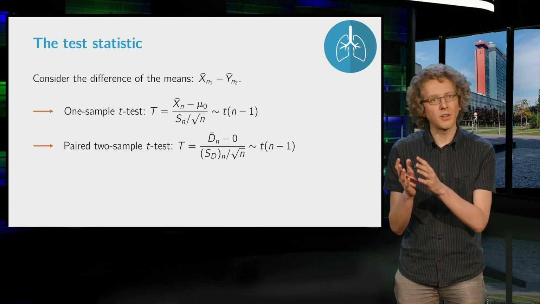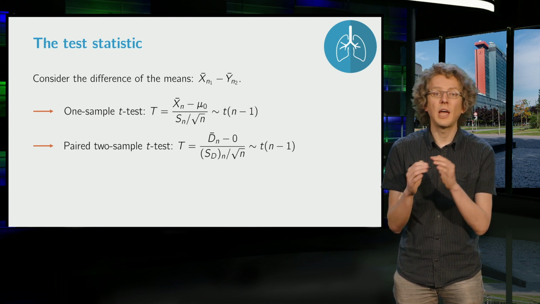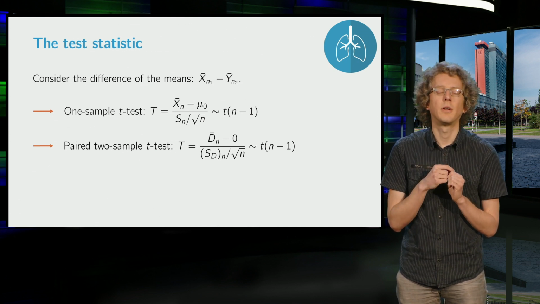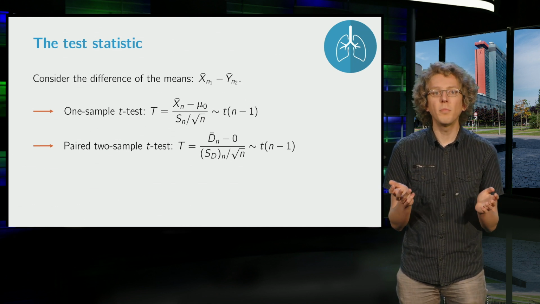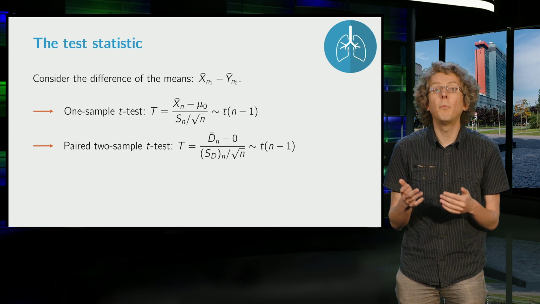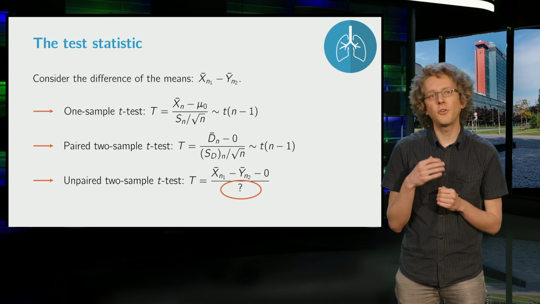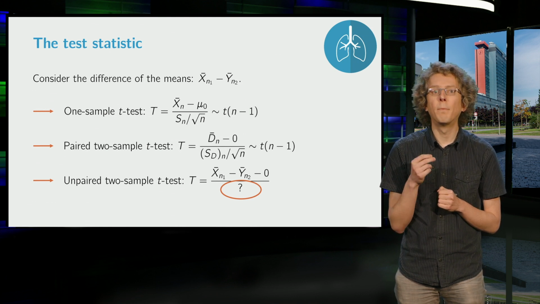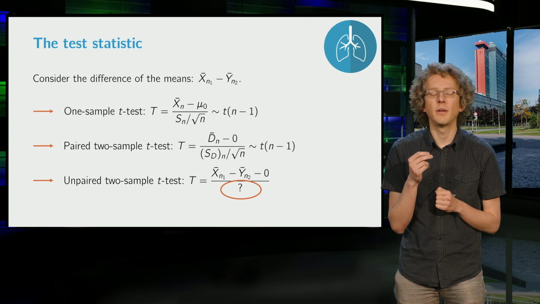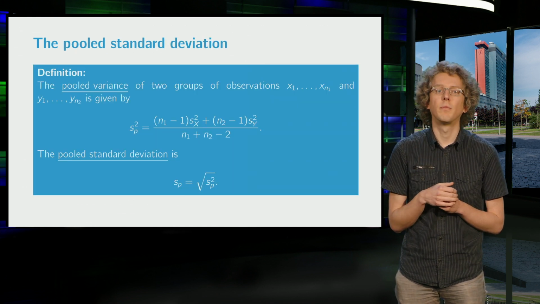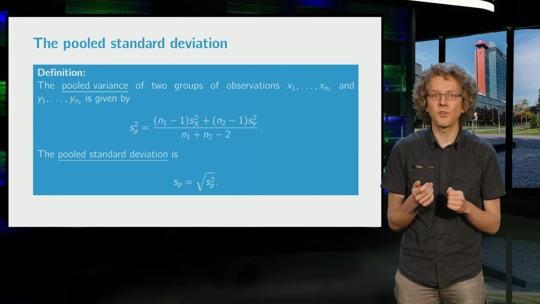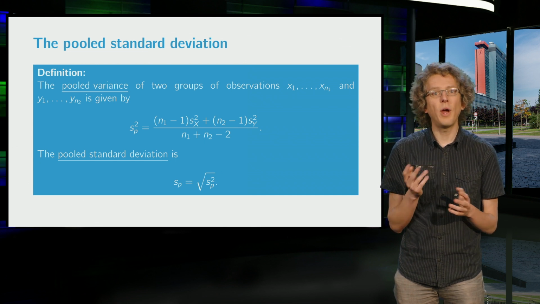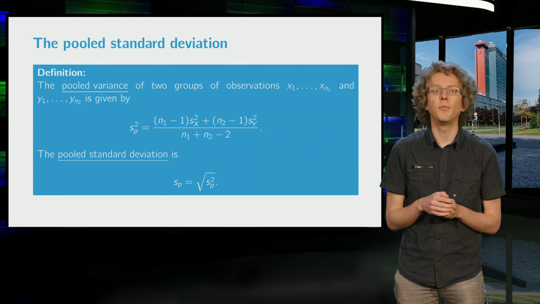We always had to subtract the expectation according to the null hypothesis, and we had to divide by the sample standard deviation divided by the square root of the sample size. The hardest question now is, what about the standard deviation in our current unpaired case? Well, it turns out that we do get a student t distributed random variable if we use the so-called pooled standard deviation, SP, defined as you see on the screen. The pooled standard deviation is of course the square root of the pooled variance, which, as you can see in the top formula, is a weighted average of the sample variances in both groups.